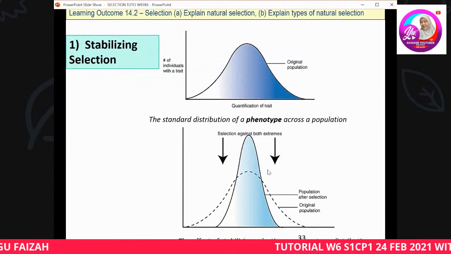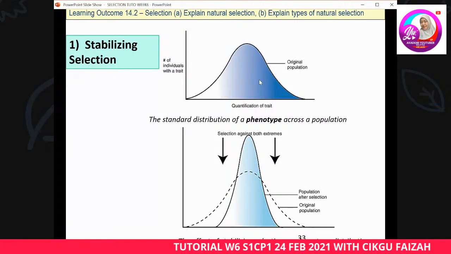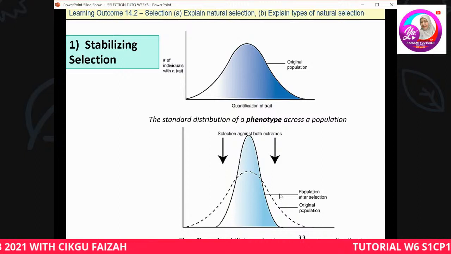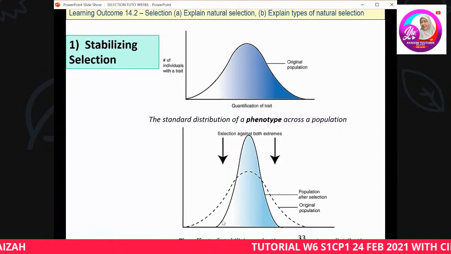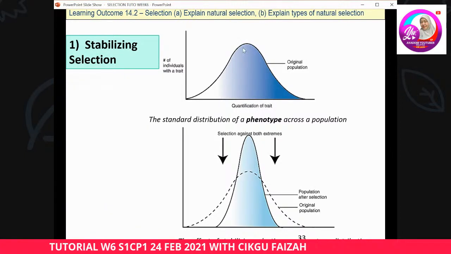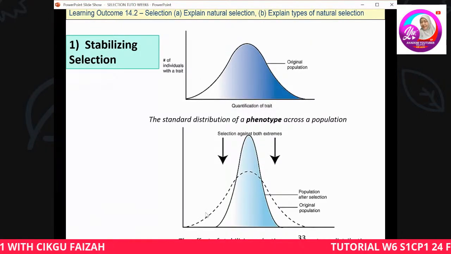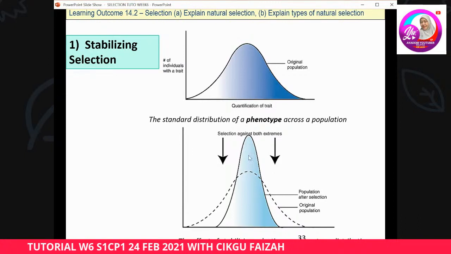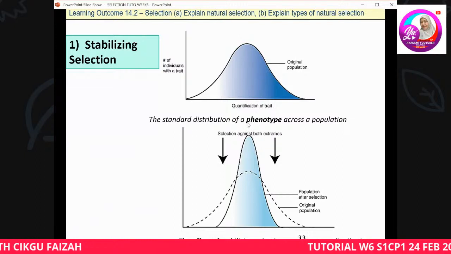So let's look at an example. This is how the population size changes from the original shape, the dotted line, to become like this. The original population is like a bell shape. But now with stabilizing, you can see the extreme ones have been reduced in number, and the number of intermediate individuals has increased. You can see the difference here, class.